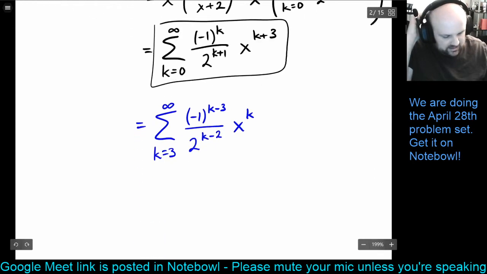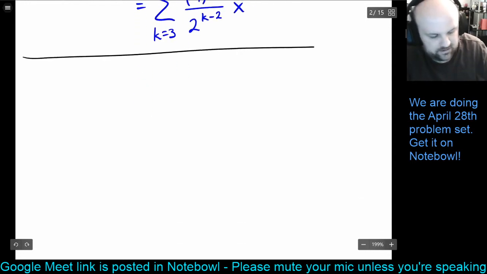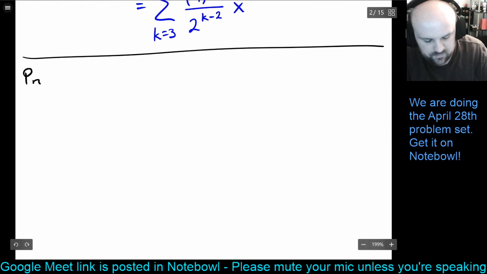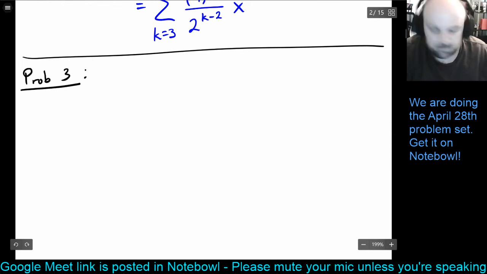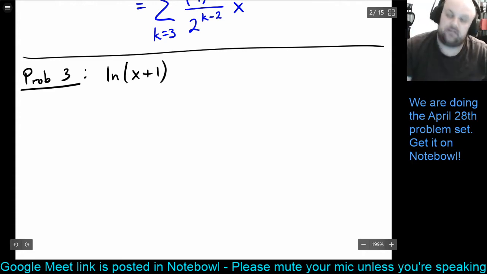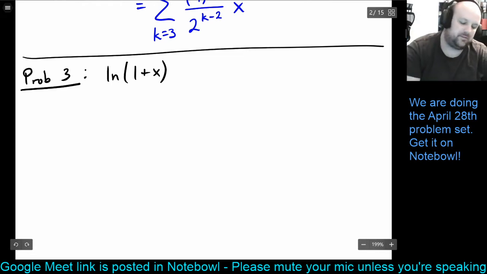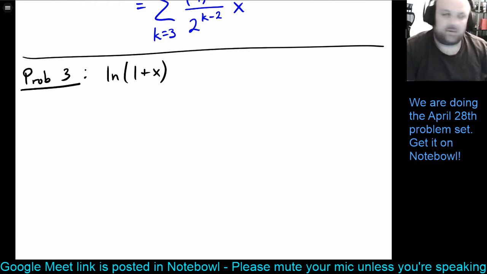So let's look at problem 3 here. Right, so problem 3 is I want a Taylor series, a power series for this function right here. It doesn't really matter if I write 1 plus x or x plus 1. I'll write it this way though. Right, so how do I get this?